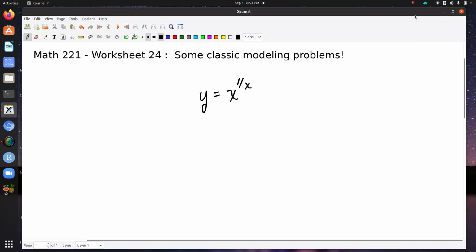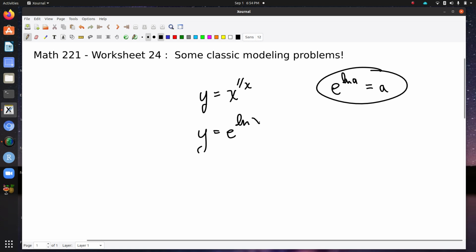Okay, and the last exercise in the worksheet has this crazy function, and it truly is crazy. But you have to remember something about e. e to the natural log of a is just a. And so we're going to make use of this fact and rewrite this guy as y is equal to e to the natural log of x to the 1 over x.